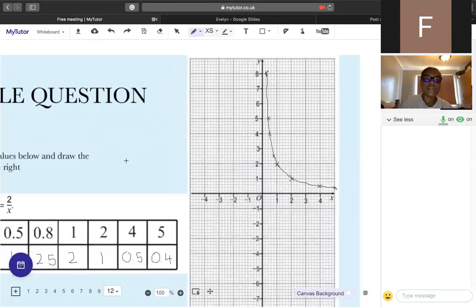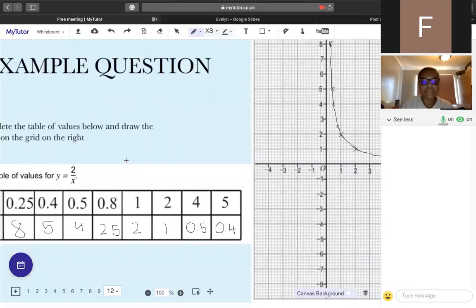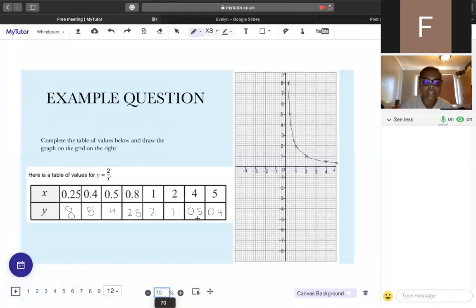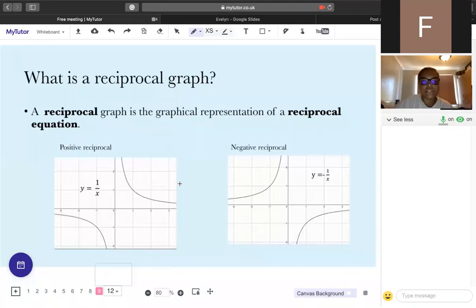Now, one thing to bear in mind with your reciprocal graphs is that it depends on your x values, whether they're positive or negative. Okay, so if we go back to this part, for your x values which are negative, as long as you have a positive reciprocal equation, so y equals 1 over x, for your negative values of x, you have this curve down here. Now, all of your x values which are greater than 0, you have a graph which looks like this.